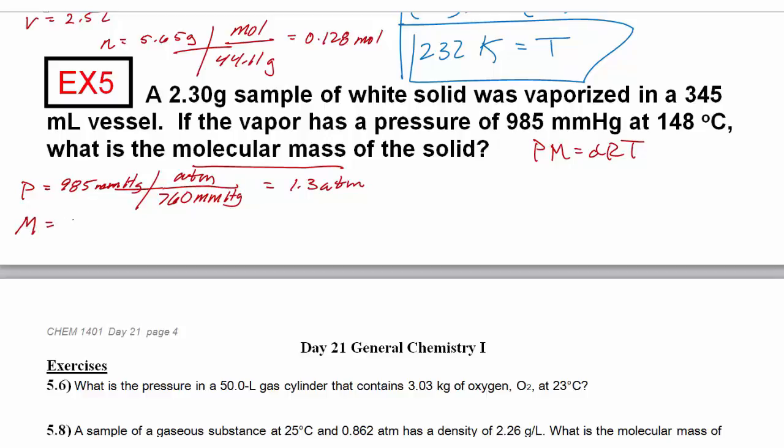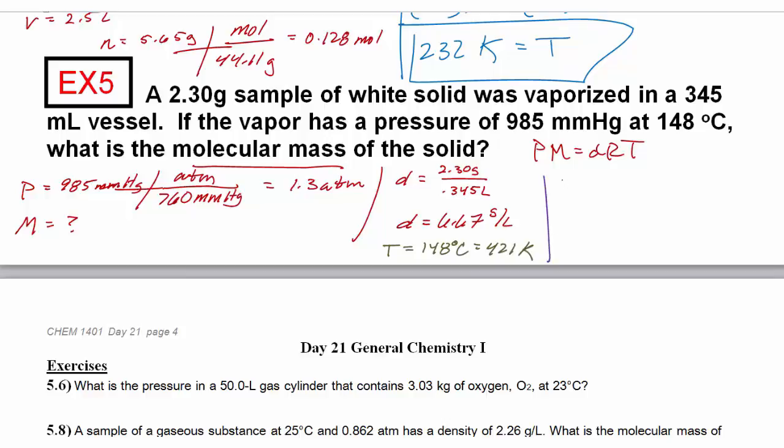Molar mass is what I'm looking for. Density, that's in grams over liters, so 2.30 grams all over 0.345 liters. 2.3 divided by 0.345, about 6.67 grams per liter. T is 148 Celsius. Add 273, you get about 421 Kelvin.